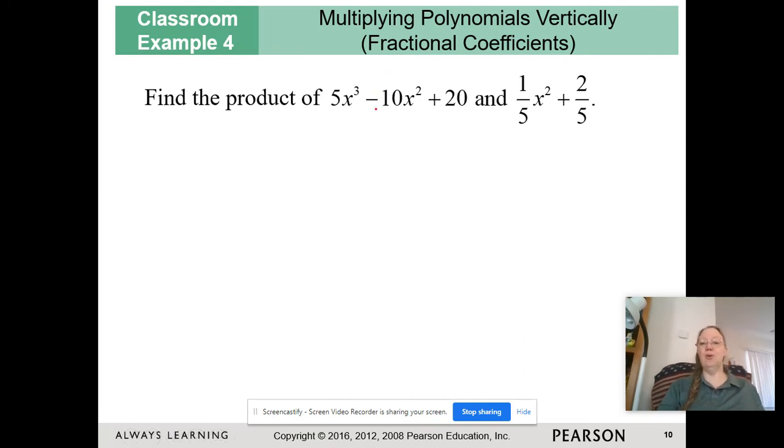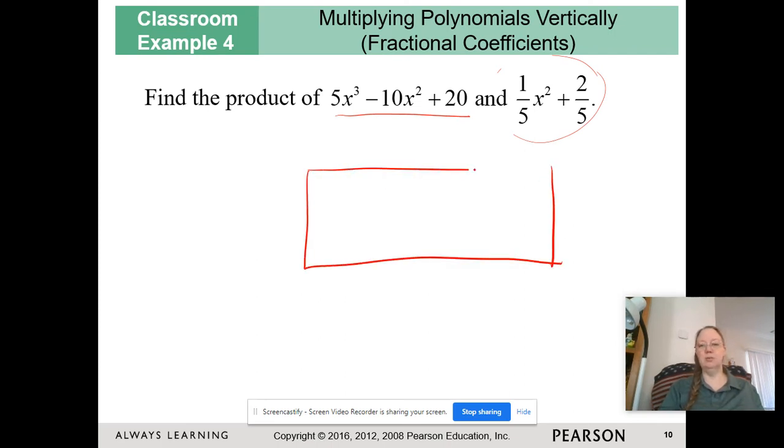All right, so we are going to multiply, but this time we've got a trinomial and this is a binomial. So what we're going to do, we're going to draw our box, and I need 3 columns. And I need 2 rows.